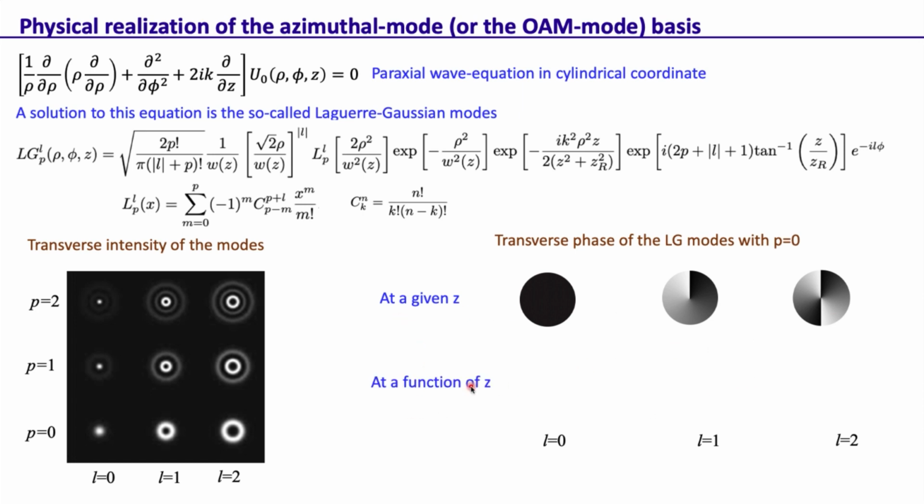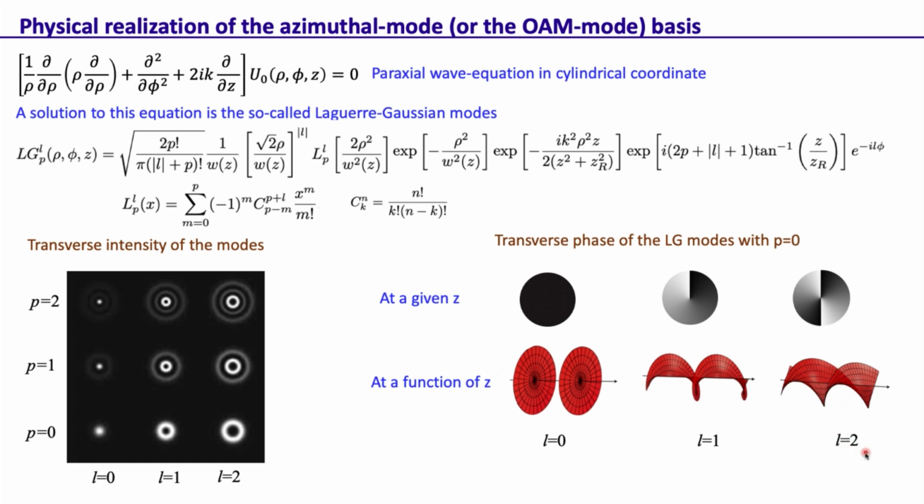Now this is at a given z. If you look at the phase as a function of z, then we find that for L equal to 0, the phase is constant at every z, but for L equal to 1, it spirals around, and for L equal to 2, it's a double spiral, and so on. So that's how the phase for these modes looks, and this is how the intensity of these modes looks.